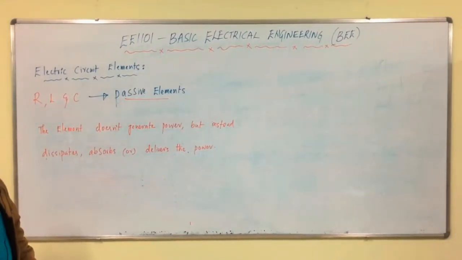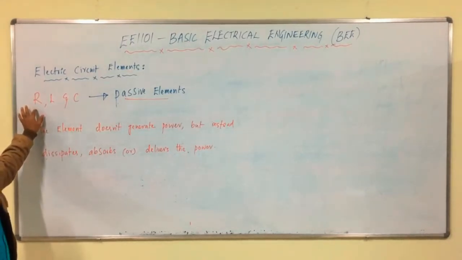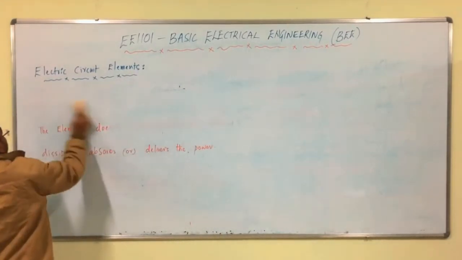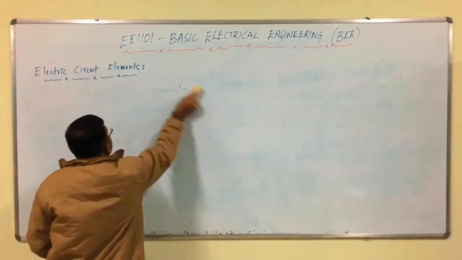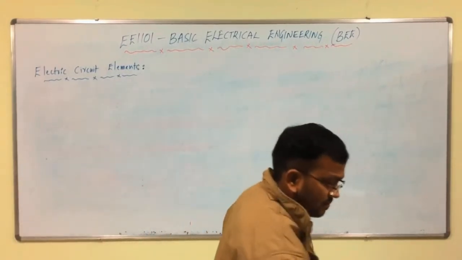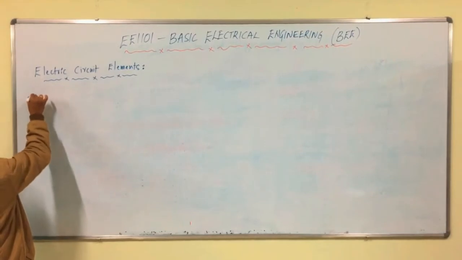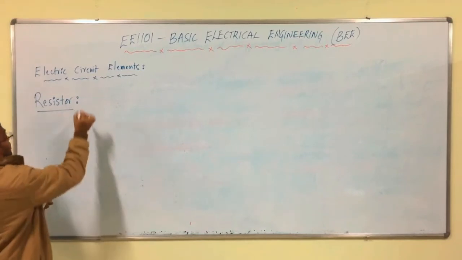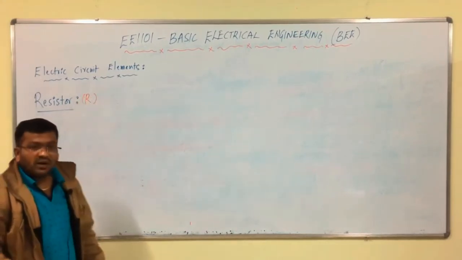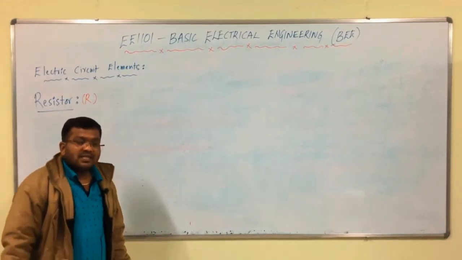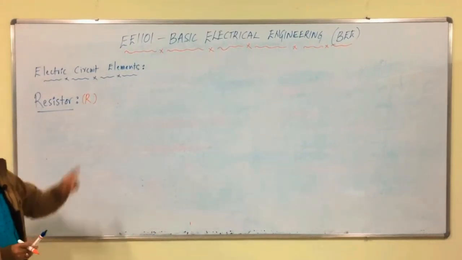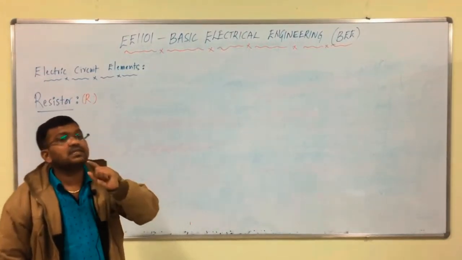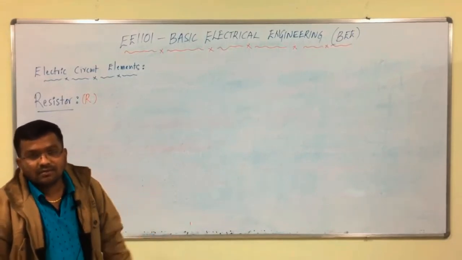So, in today's session I would like to discuss the first element, resistor. What is a resistor? Simply, the resistor is a passive electrical component that creates a resistance for the flow of current in the circuit.